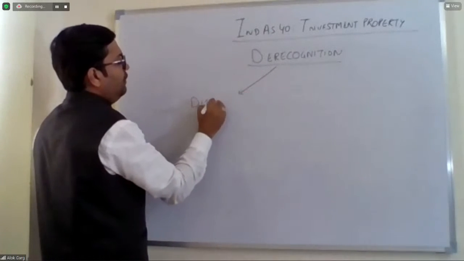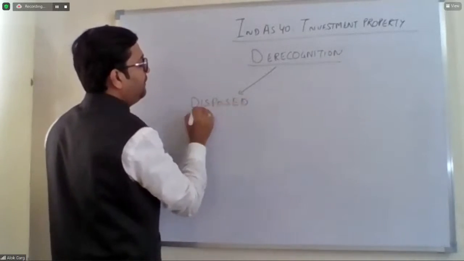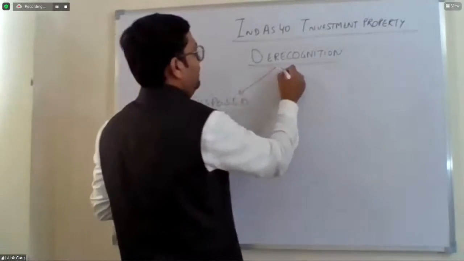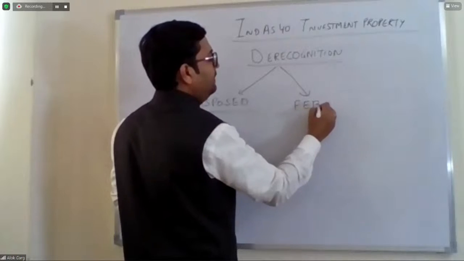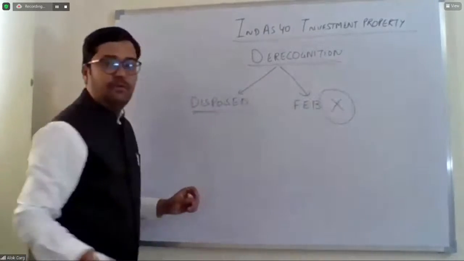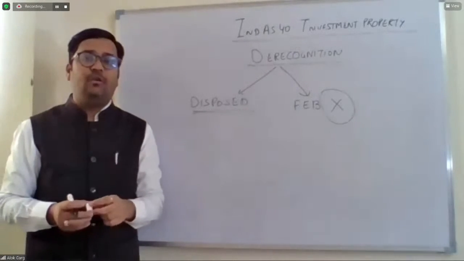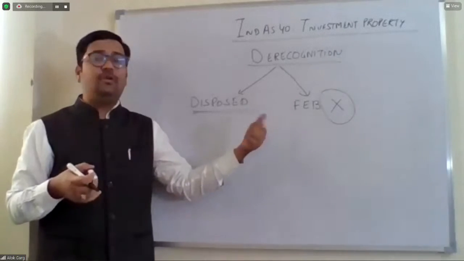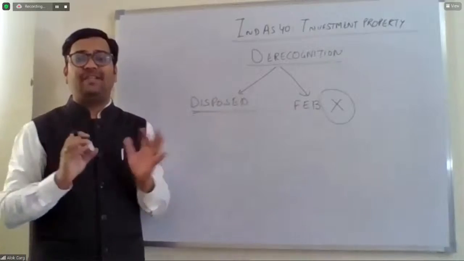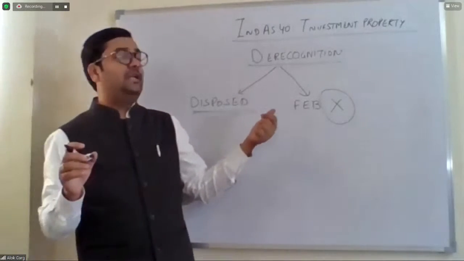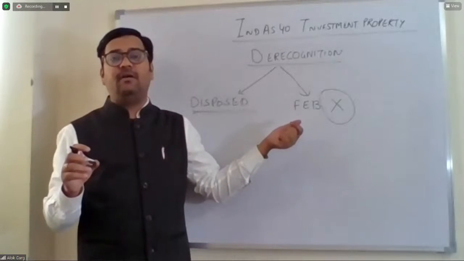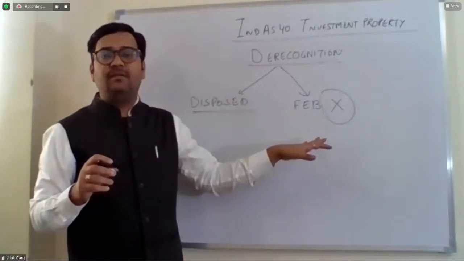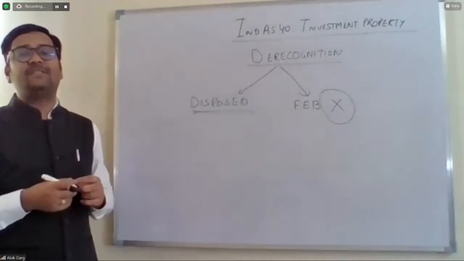When it is disposed of, of course, if the company sells the investment property, it will be derecognized from the books of accounts. What could be the second situation? When future economic benefit has stopped arriving to the company. For example, the government has come up with a law, and the government has told that the company cannot sell the land, or cannot sell the building, or cannot lease out the land or building. So if the future economic benefit is not expected at all, in that case, that investment property has to be derecognized from the books of accounts as an investment property. So first of all, it is disposed of. Second is its future economic benefit is not expected to be received.